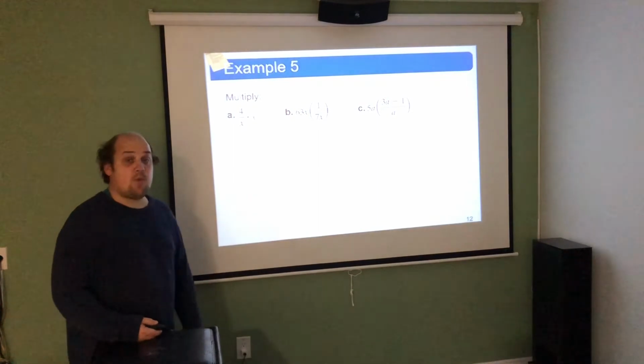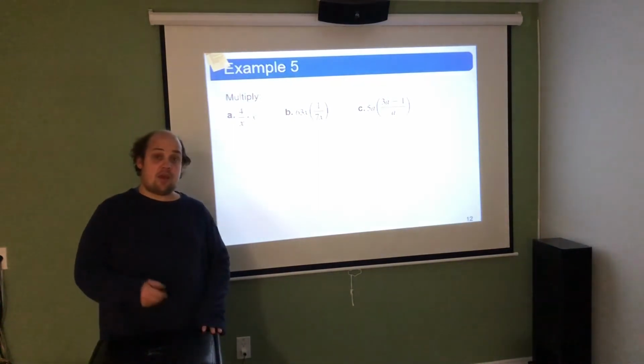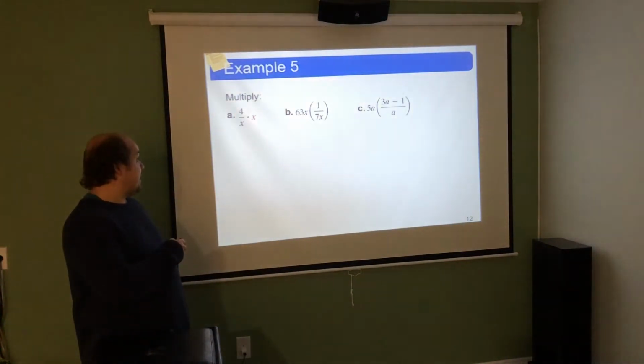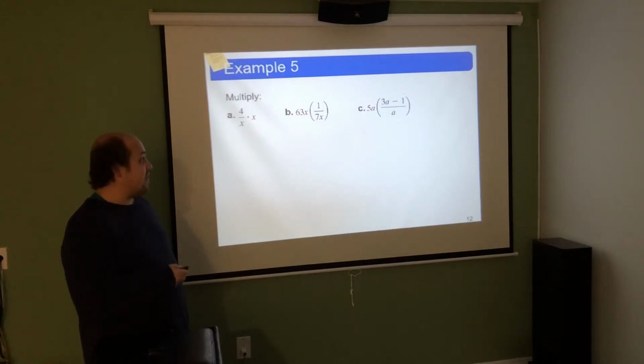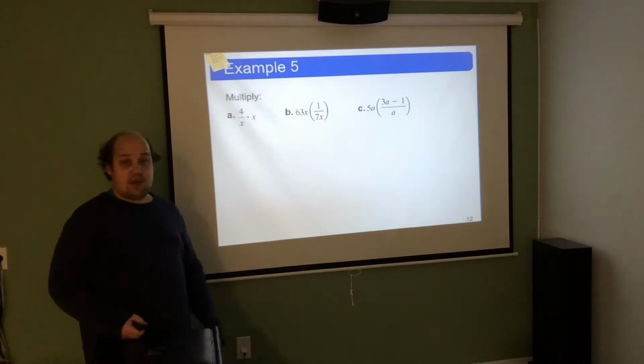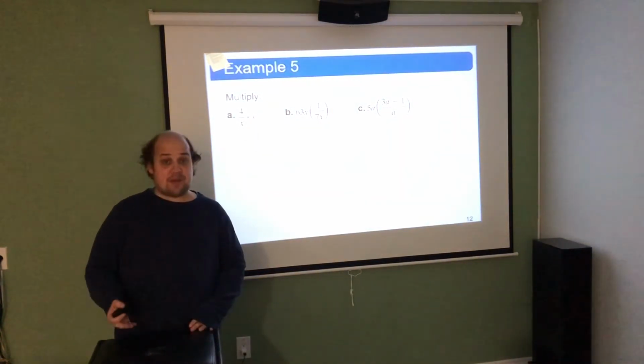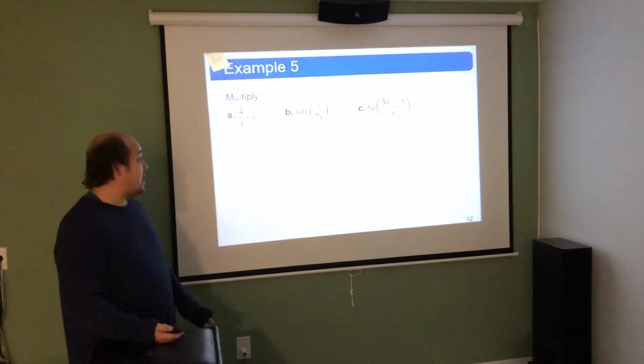In each case, what we're really doing is assuming that the thing being multiplied is just divided by 1. So this 63x divided by 1, 5a divided by 1, x divided by 1. I can then do top times top, bottom times bottom, same way I did with fractions.